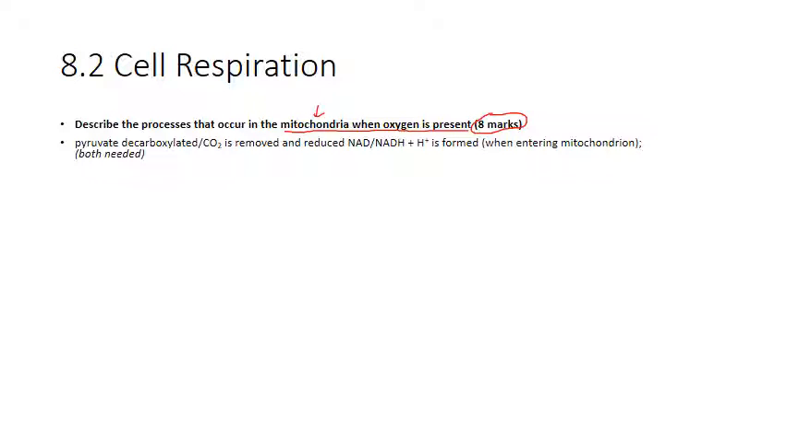Pyruvate gets decarboxylated. So here's what you need to know: glycolysis happens in the cytoplasm, not the mitochondria, so you're not starting with glucose, you're starting with pyruvate. Pyruvate gets decarboxylated, and that's going to give you carbon dioxide and NADH. Notice that they're saying both is needed here. You're going to need to mention something about either removing carbon dioxide or decarboxylating pyruvate, and reducing NAD to NADH. You're going to have to say both to get that mark.